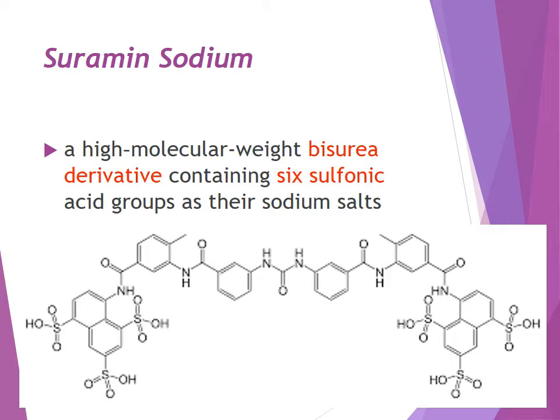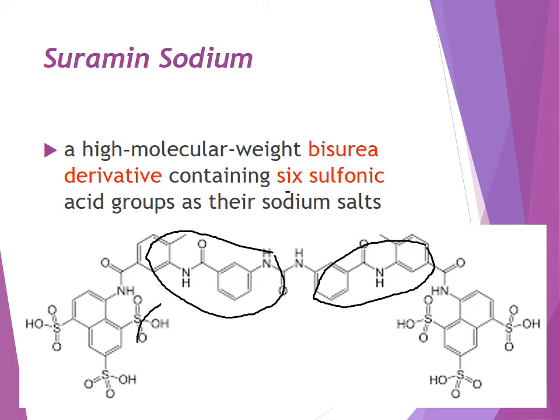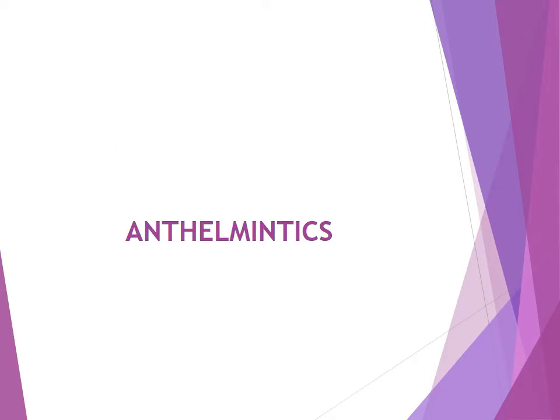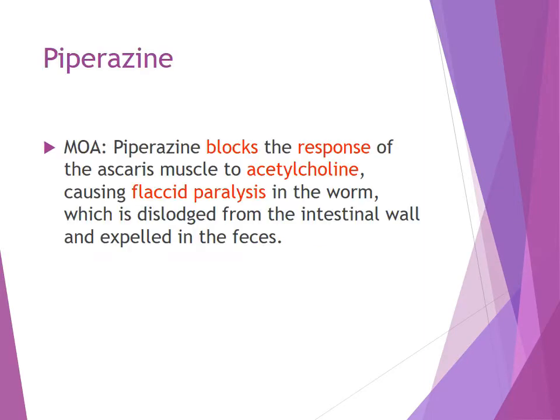Next, we have suramin. The structure of your suramin contains now 2 urea derivative and 6 sulfonic acid groups as their sodium salt. So ito po yun. 1, 2 urea, and then 6 sulfonic. 1, 2, 3, 4, 5, 6. Suramin sodium. Next, we have your anthelmintics.